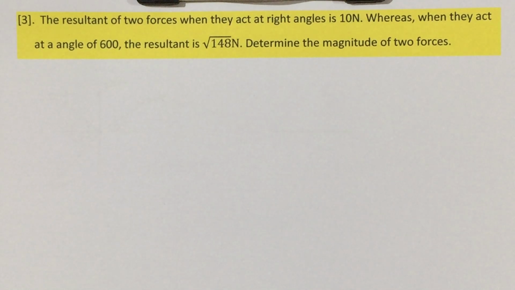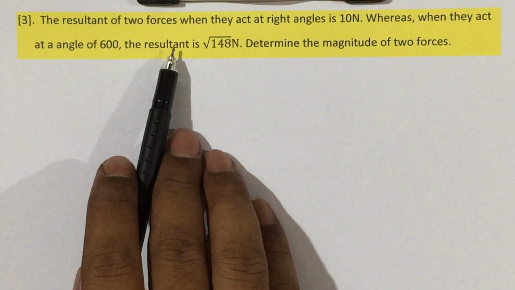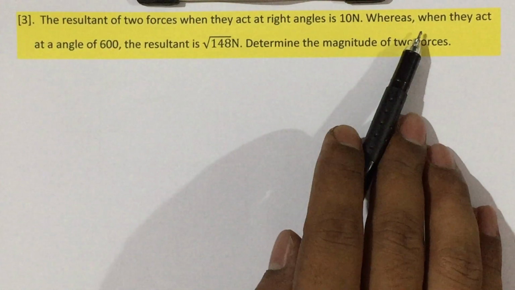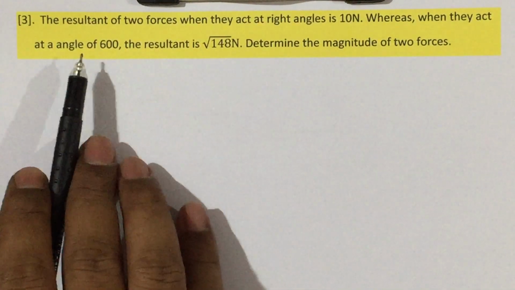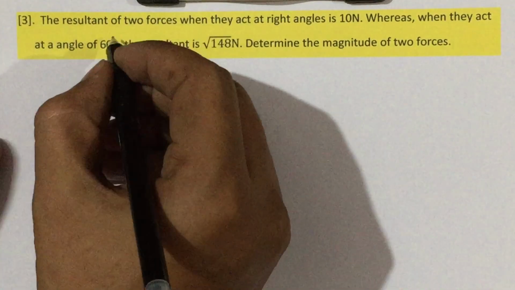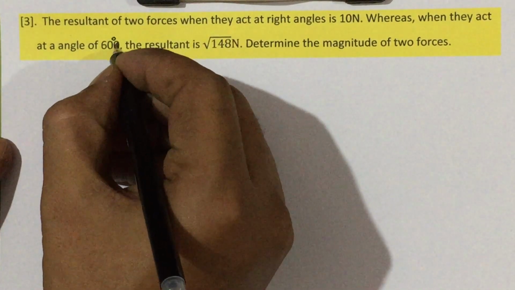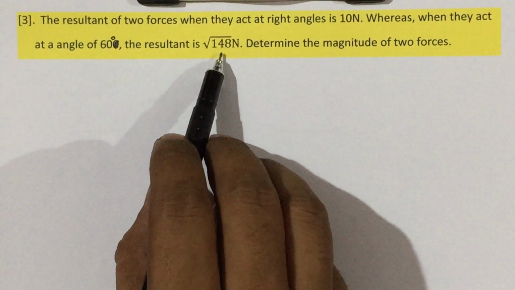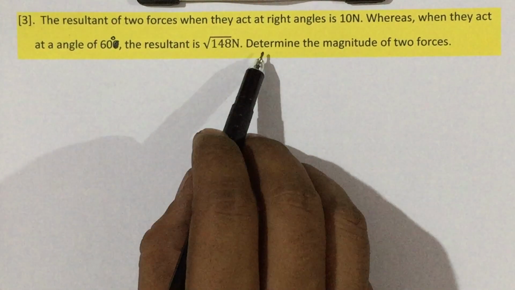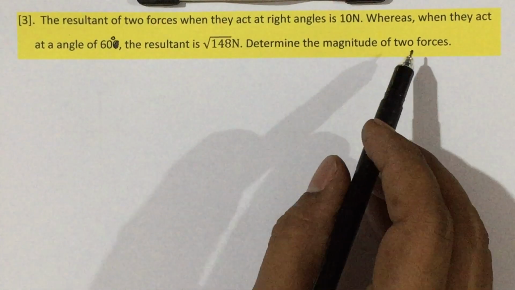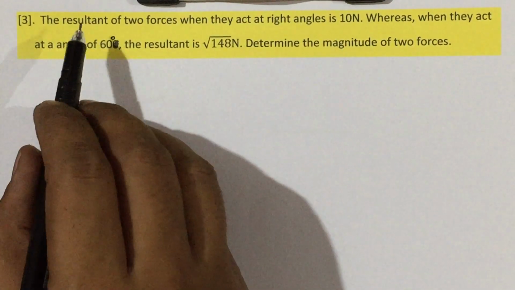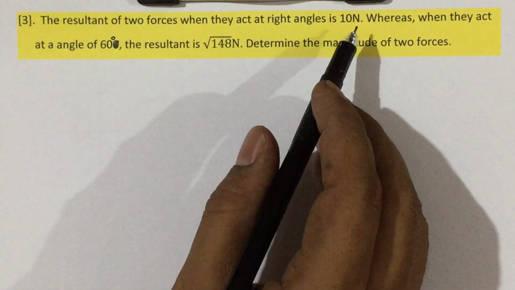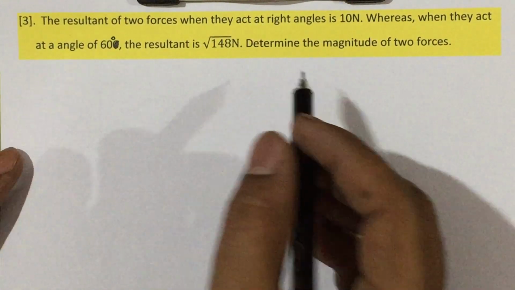So, the next problem: the resultant of the two forces when they act at right angles is 10 Newton, whereas when they act at an angle of 60 degree, the resultant is square root of 148 Newton. Determine the magnitude of the two forces. Please observe carefully. The resultant of the two forces when they act at right angles is 10 Newton.